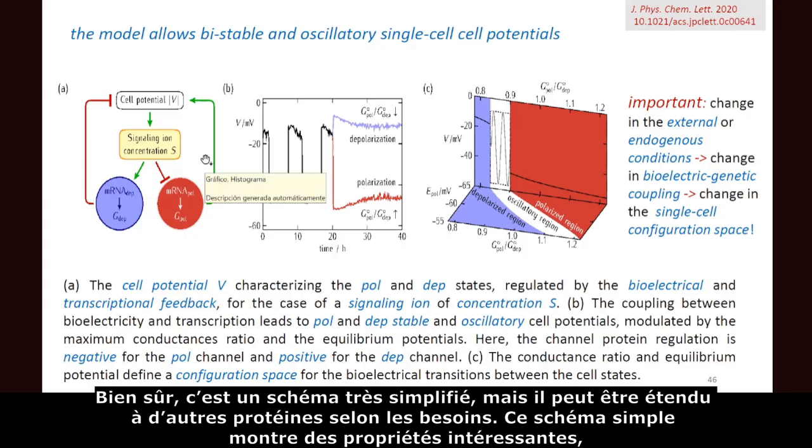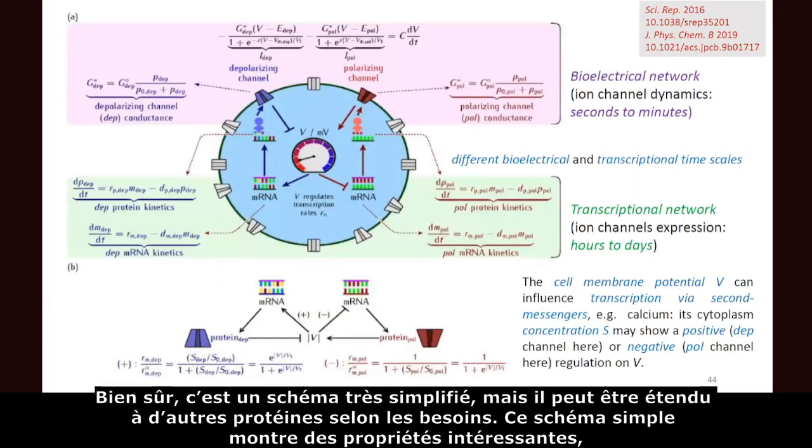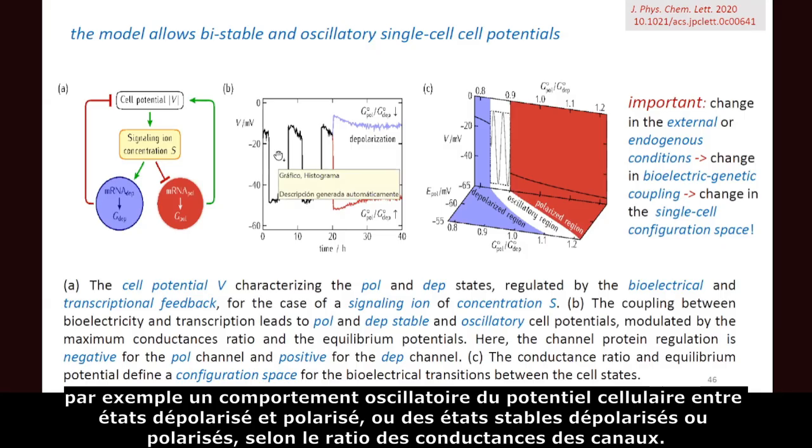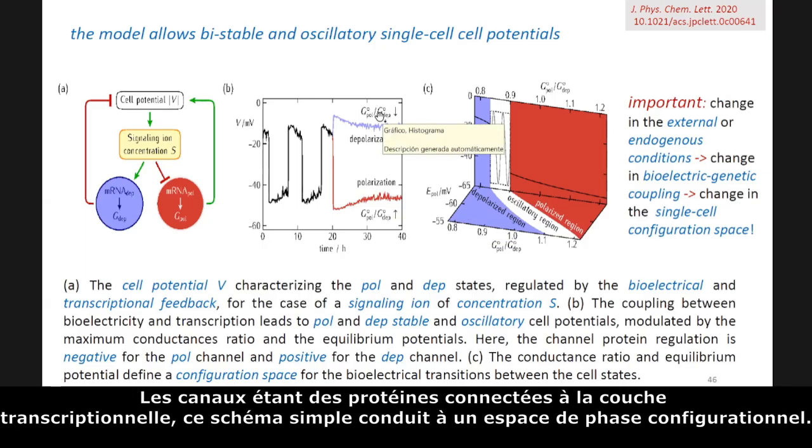Clearly, this is a highly simplified scheme. The scheme can be extended to other proteins inside the cell, as you need in every case. But this simple scheme shows very interesting properties. For instance, it can show oscillatory behavior for the cell potential between the depolarized and polarized state, but it can also lead to stable depolarized states and stable polarized states for the cell. Everything depends on the ratio of the channel conductances, which, because channels are proteins, is connected to the transcriptional layer here.